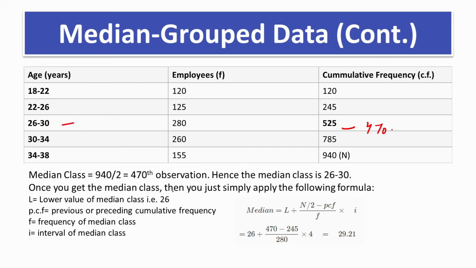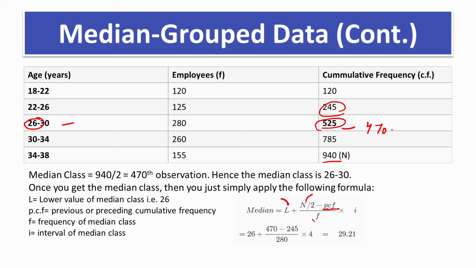Once you get the median class, you simply apply this formula: median is L plus (n by 2 minus PCF) by f into i, where n is the total number of observations and L is the lower value of the median class. The lower value is 26. n is 940, the total number of employees. PCF is the preceding or previous cumulative frequency, that is 245.